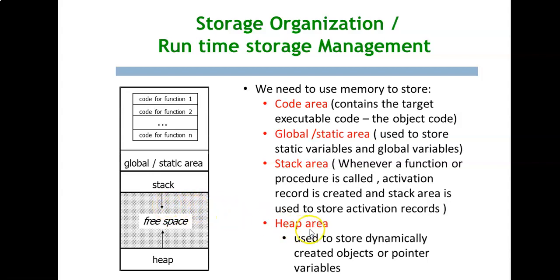And next comes the heap area. This is also a growing area, and it grows in the reverse direction to the stack. The heap area is used to store dynamically created objects like pointer variables. Using malloc and calloc, we dynamically create pointer variables, and those dynamically created variables will be stored only in this heap area.